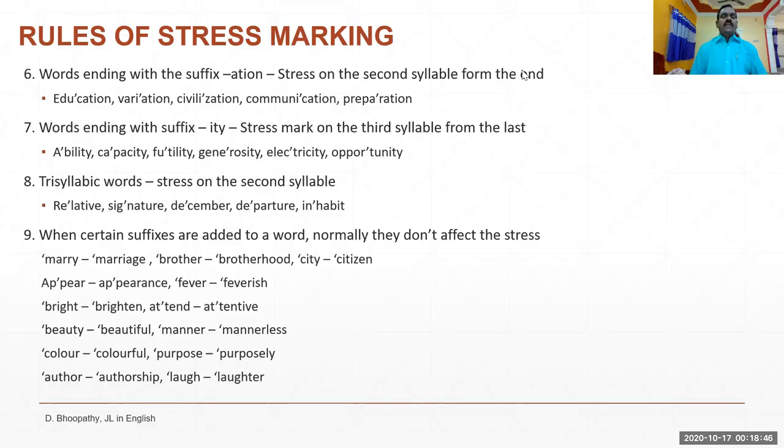Marry, the first syllable is stressed. Marriage, the same. Brother, the first syllable is stressed. Brotherhood. City, citizen. Appearance, the second syllable is stressed, and it stays the same when the suffix ance is added.